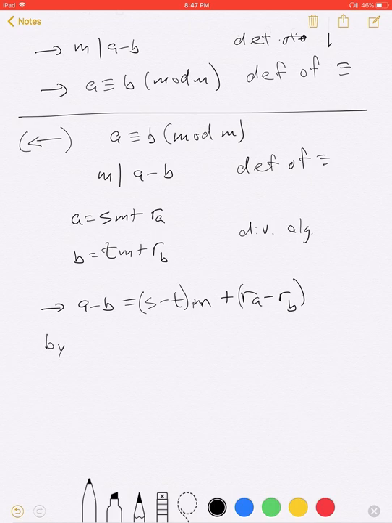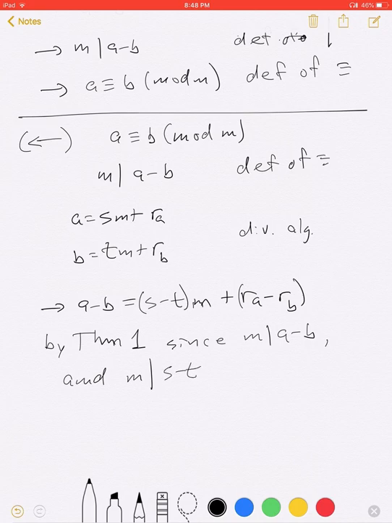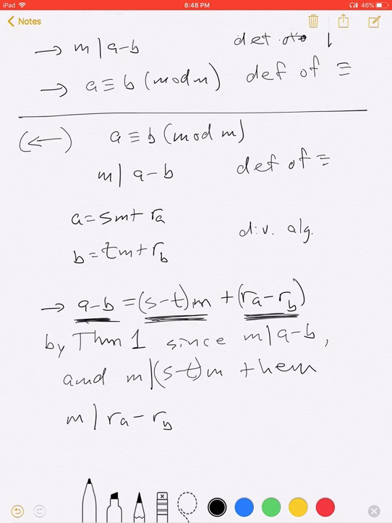And by Theorem 1, since m divides A minus B by assumption, and m divides S minus T times m, obviously, then m must divide RA minus RB. Why is that? Well, because m divides A minus B, and m divides this term here. So m must divide this term here since it divides these two.